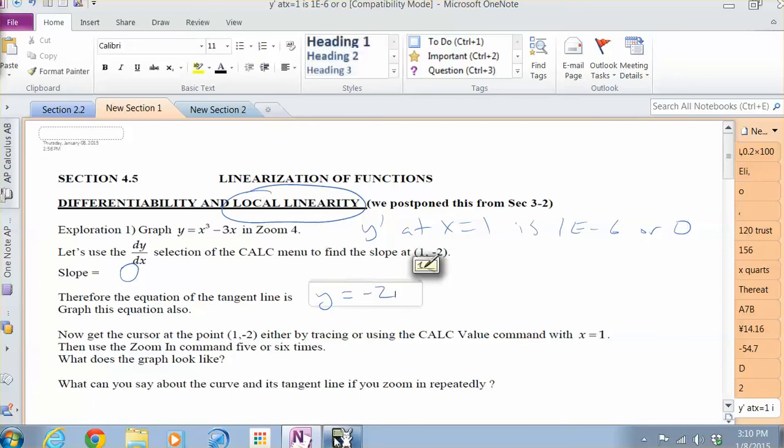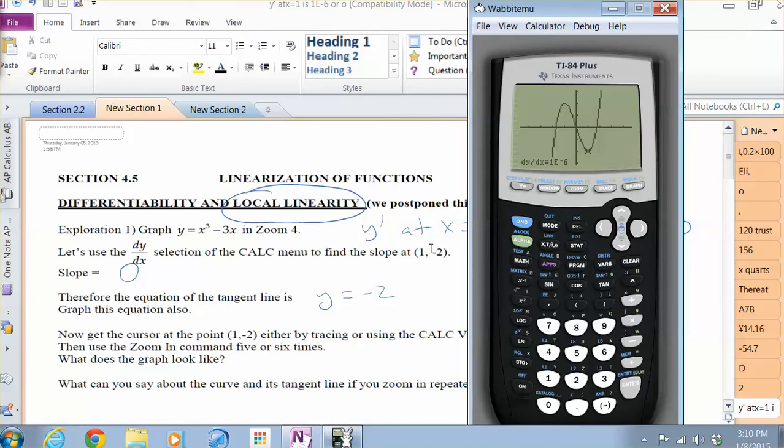So let's go back to our calculator here. Let's go to y equals, type in y equals -2 and graph that. So again, the tangent line is y equals -2. We see it touching the point at (1, -2), so all is good. Now, why are we doing all this?